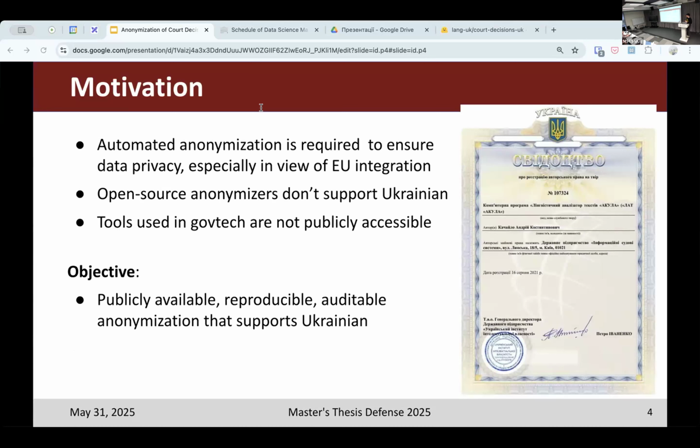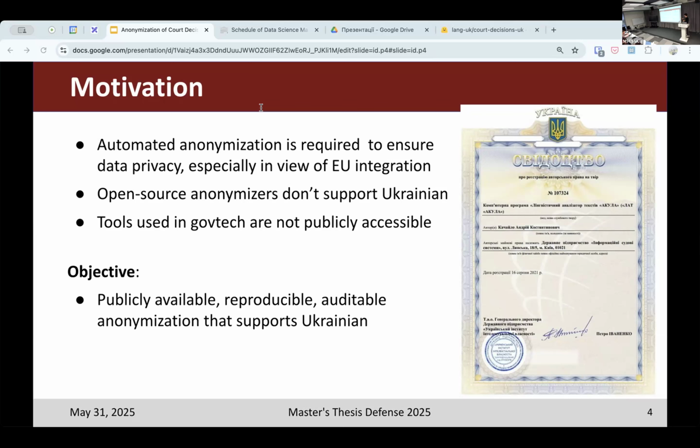The motivation of this project consists of several factors. The first is that data anonymization is one of the best practices required to ensure data privacy, especially in view of Ukraine's EU integration. Secondly, open source anonymizers are unfortunately not present for Ukrainian, and the tools that exist for Ukrainian text anonymization, for example, one of them exists in GovTech.